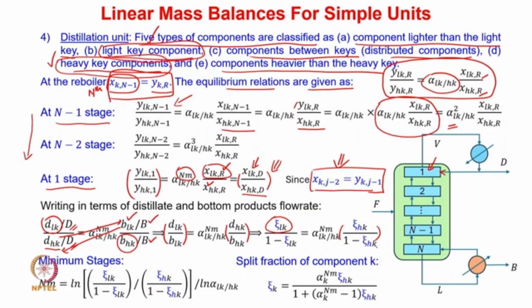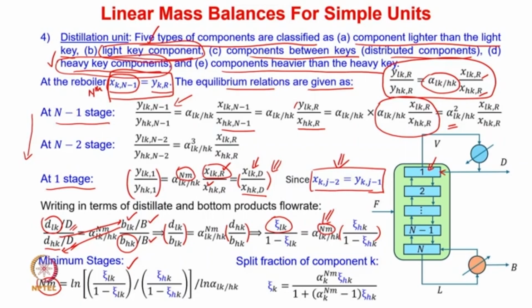Now this equation is extremely important, because now we can rearrange this equation and find out what will be the minimum number of stages required. So the minimum number of stages required we can calculate by using this equation by rearranging. That is given as ln of zeta_LK divided by 1 minus zeta_LK, and this entire factor divided by zeta_HK divided by 1 minus zeta_HK, and this equation is called the Fenske equation.